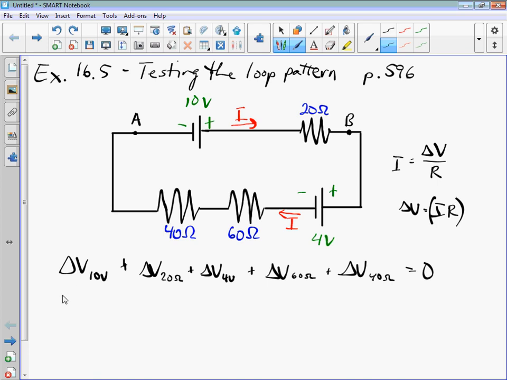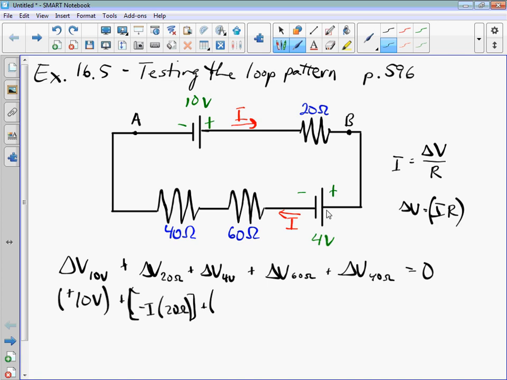So our change in voltage for our 10 volt battery is just positive 10 volts. Change in voltage for that 20 ohm resistor is negative I times 20 ohms. Current, resistance. Okay. Change in voltage across that 4-volt battery. Notice with the first battery, it is going downstream of the current like it should be. I have it as a positive value.